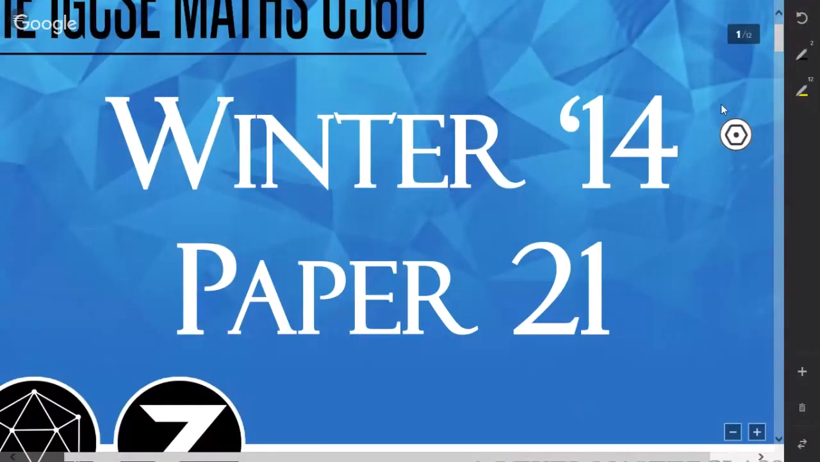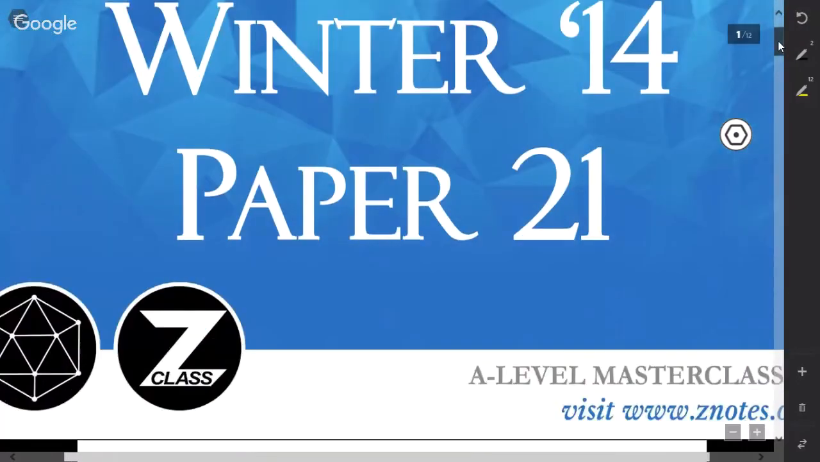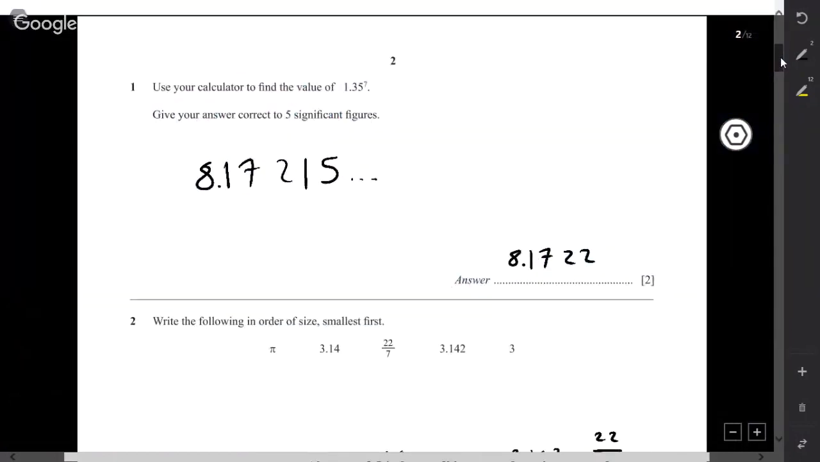This is Winter 14, paper 21. So straight away, first question, simply just type that into your calculator, comes up with this number. They want it in 5 significant figures, so it's just 8.1722. We've rounded this to a 2 because of the 5.